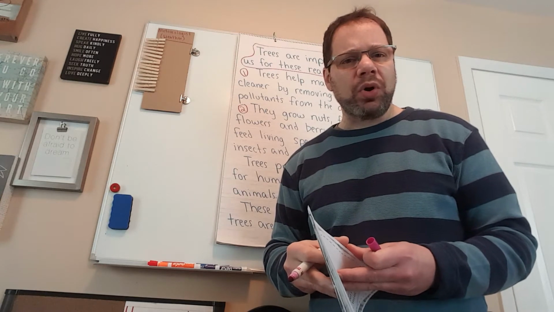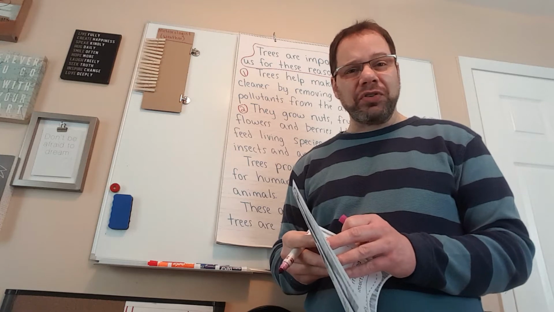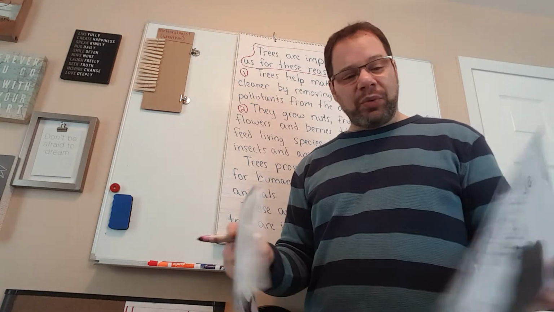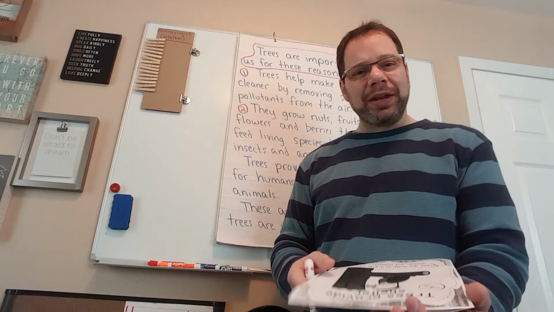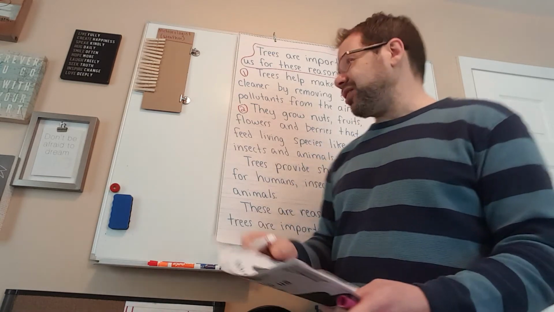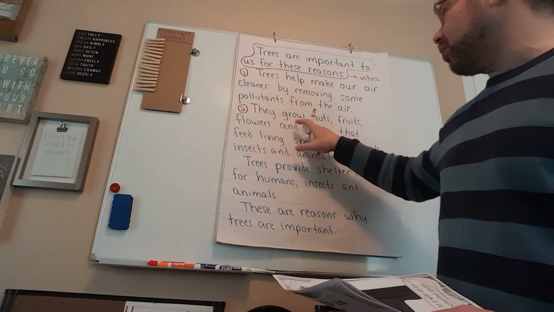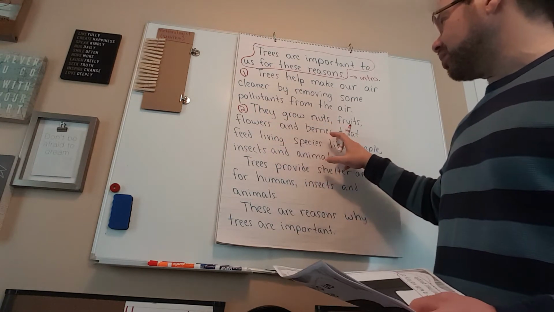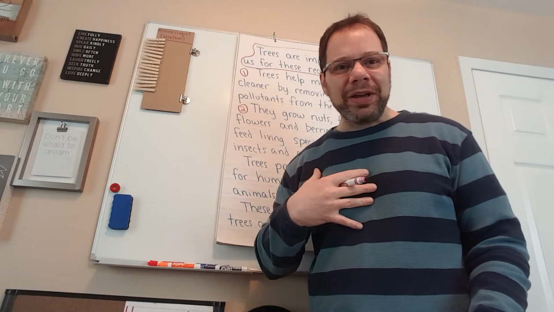They might be a little more basic. I would expect that they're a little more basic because you're in first grade, right? You're just learning how to write sentences and good sentences, and yours are probably going to be a little more basic than mine, and that is totally good. They probably won't be this long. Your sentence might be, "They grow nuts, fruits, flowers, and berries." That's okay. That's a good sentence. That's what I'm looking for.